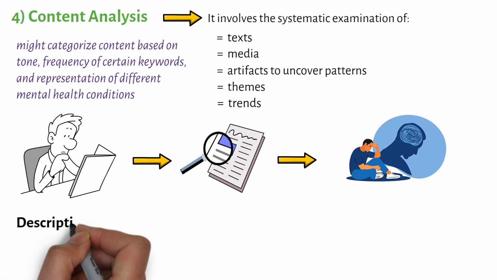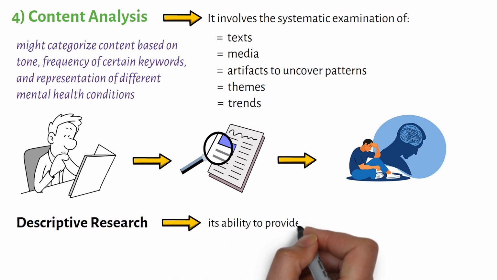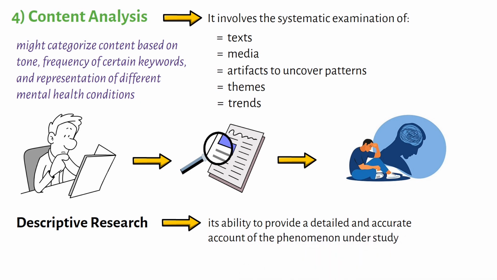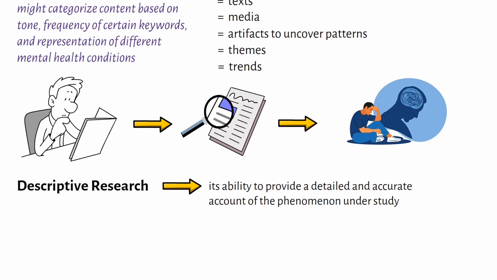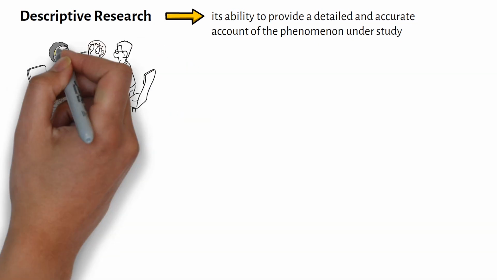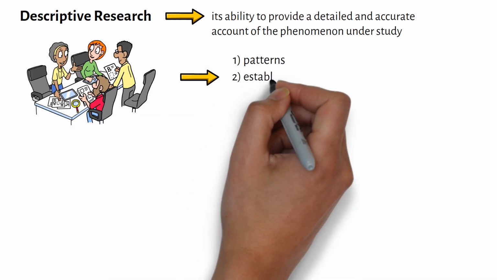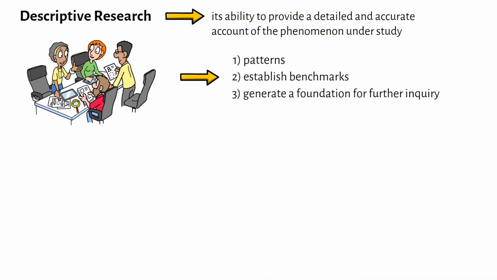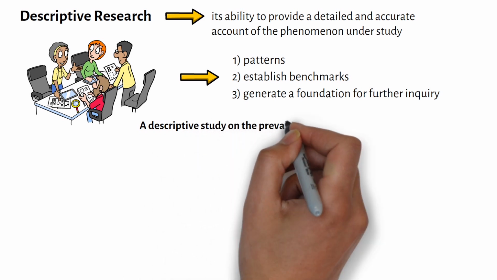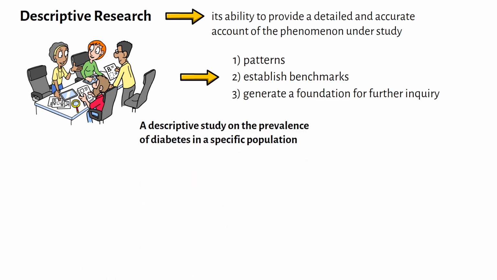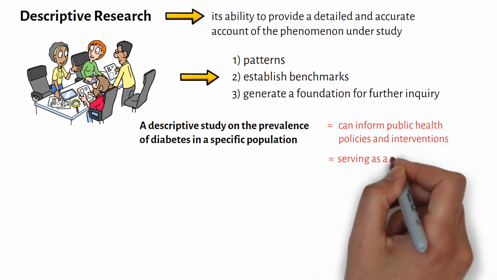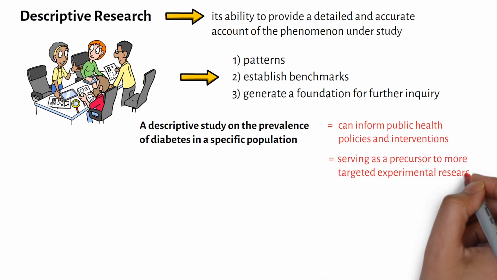The strength of descriptive research lies in its ability to provide a detailed and accurate account of the phenomenon under study. By systematically collecting and analyzing data, researchers can identify patterns, establish benchmarks, and generate a foundation for further inquiry. For example, a descriptive study on the prevalence of diabetes in a specific population can inform public health policies and interventions, serving as a precursor to more targeted experimental research.